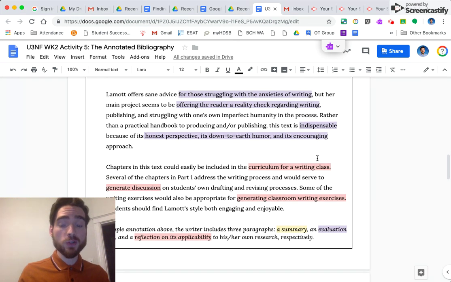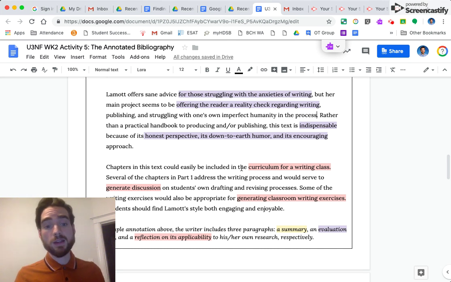And for reflection, this is where you're looking at the bigger picture. This example isn't for a pitch, but it provides a good example of what we could use this resource for. In this final paragraph, it talks about how this resource could be used in a writing class, to generate discussion with students, or for writing exercises.